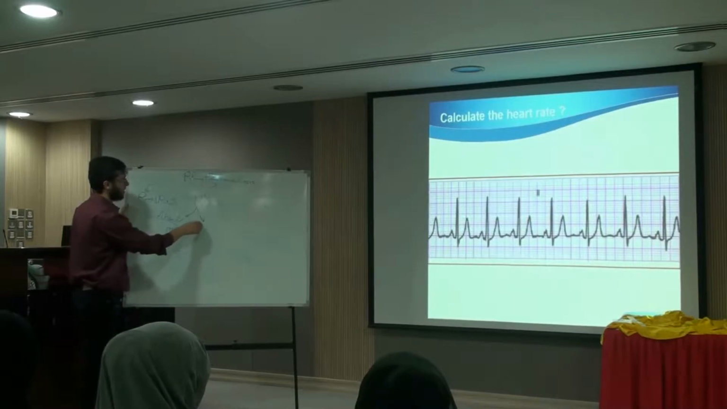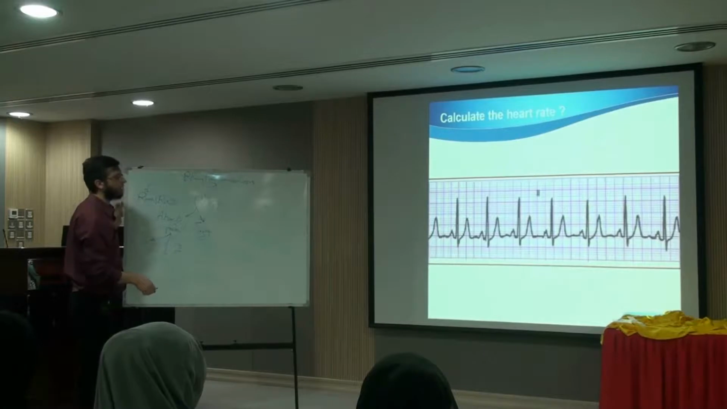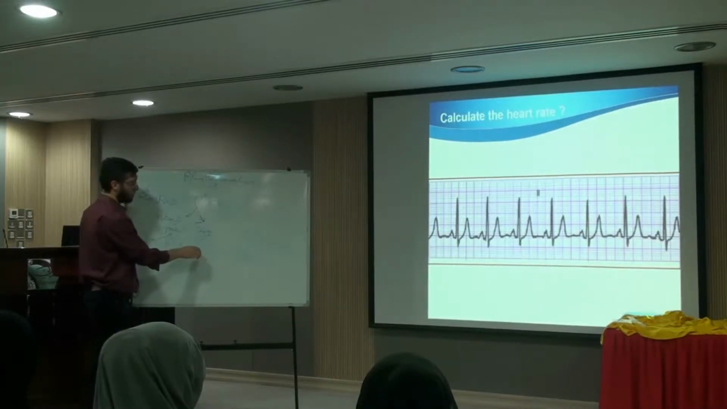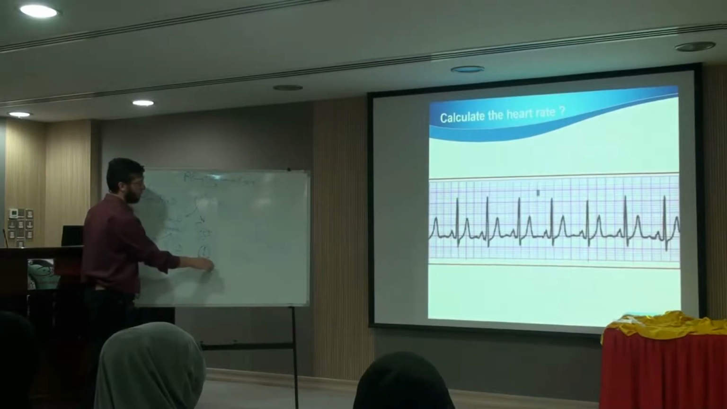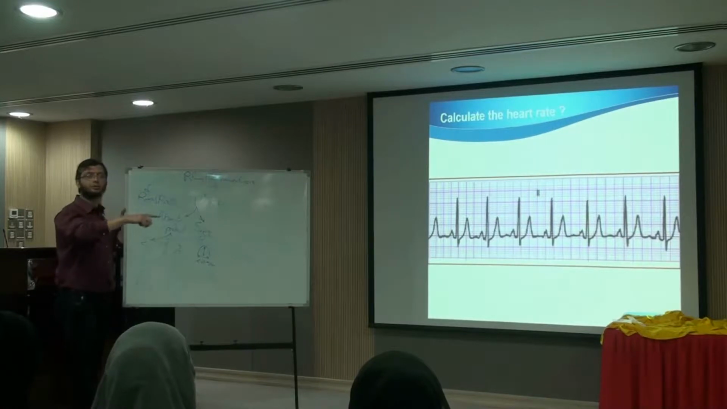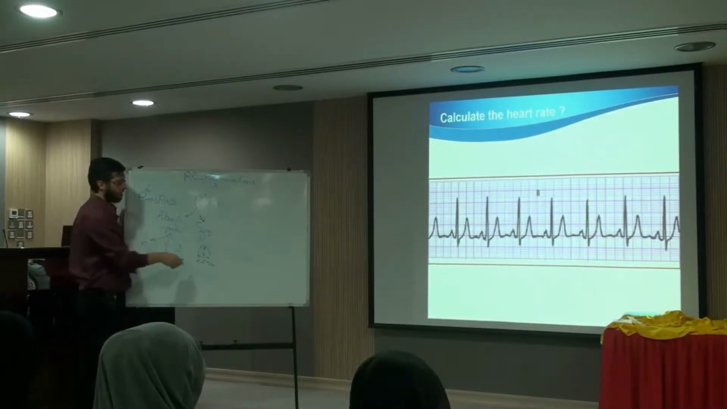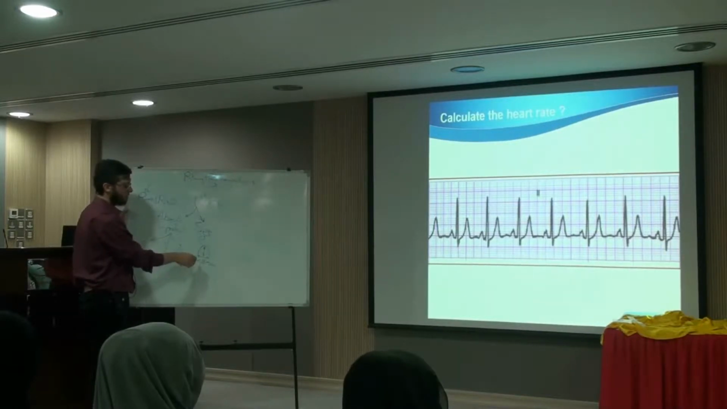We also want to check the size. You want to check whether the P wave is normal or not. What is the normal P wave? The normal P wave is that height and width should be less than 2.5 millimeters. So the P wave in height and width should not exceed 2.5 small squares in height and 2.5 small squares in width. If it is in this dimension, it is normal.